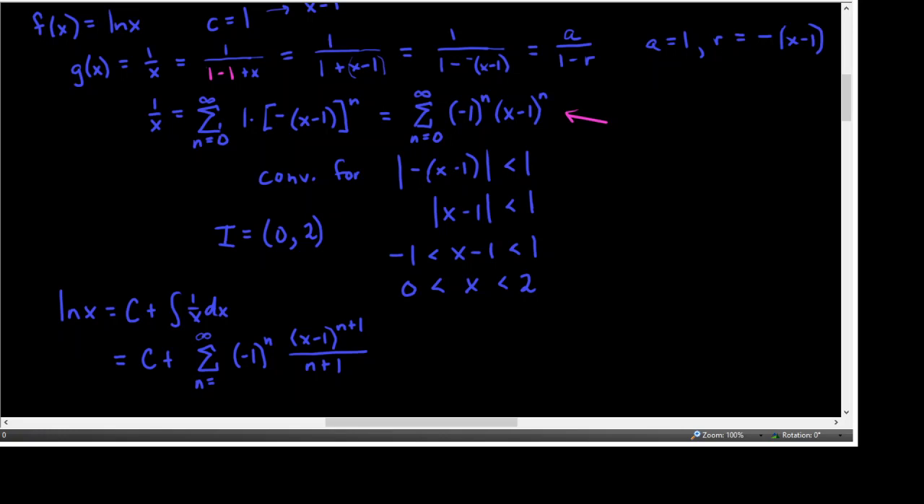So let's write the first couple of terms of this up here. If n is 0, negative 1 to the 0 is 1, x minus 1 to the 0 is 1, so that'll be 1. Now put in 1, negative 1 to the first is negative 1, so that'll be minus, and x minus 1 to the first.